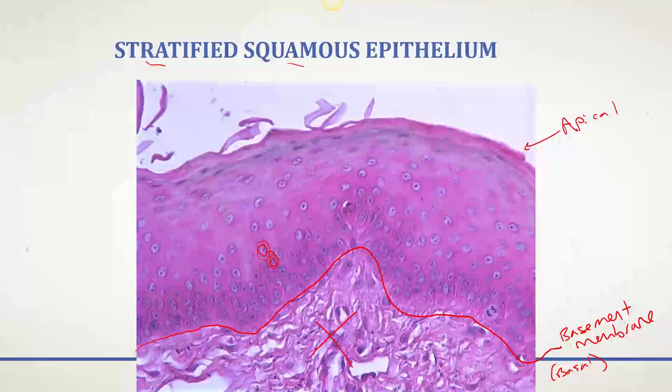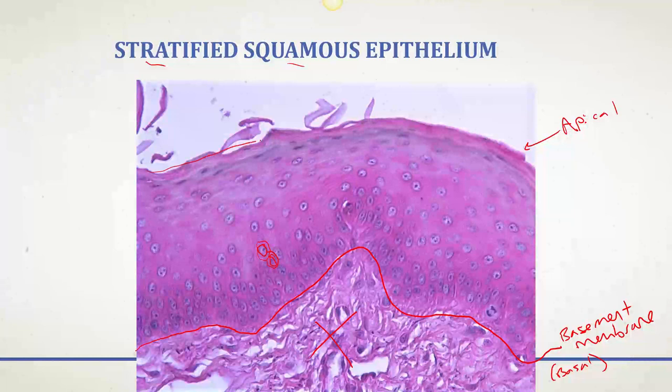The location for this one is inside of the mouth, inside of the vagina. And then it lines other internal cavities that open up to the outside of the body, like the esophagus. And the function, it's a barrier. So it's kind of like the skin that's on the inside of your mouth, or the skin that's on the inside of the vagina. So it forms a barrier.